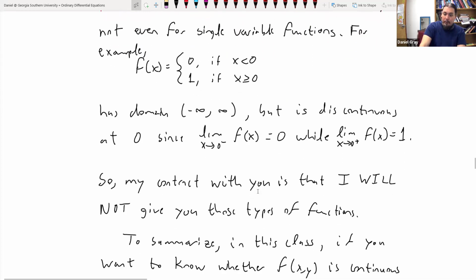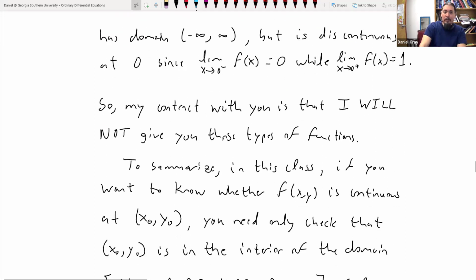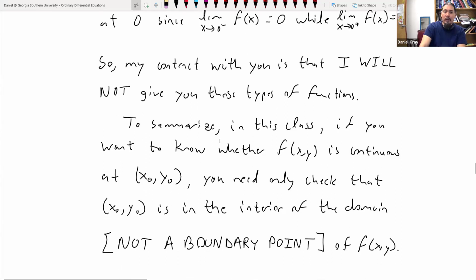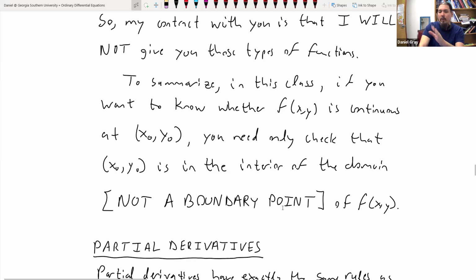But my contract with you is that I'm not going to give you those functions. I'm only going to give you functions that are continuous at x0, y0, or sorry, that if you know that x0, y0 is in the interior of the domain, right? Not a boundary point, right? If it's in the interior of the domain, then you can say that f of xy is continuous at x0, y0. Okay, so that is a great simplification.